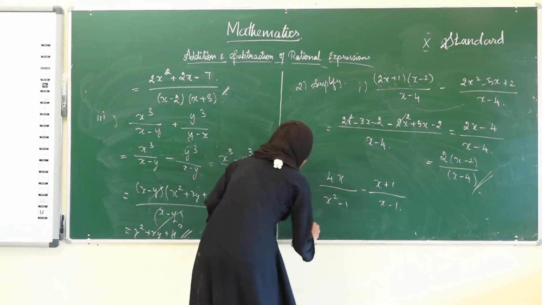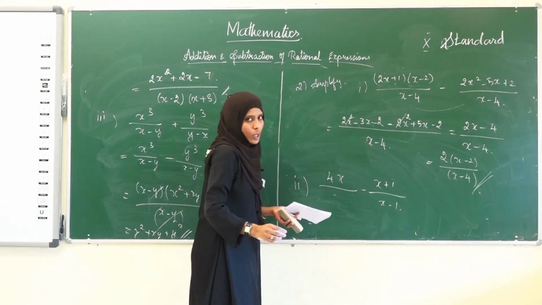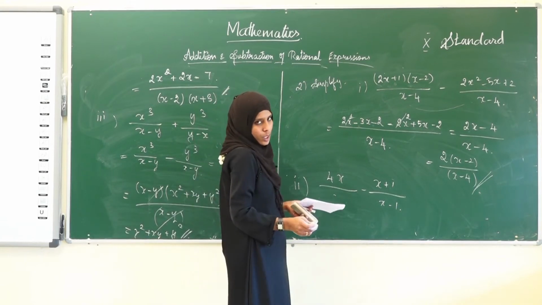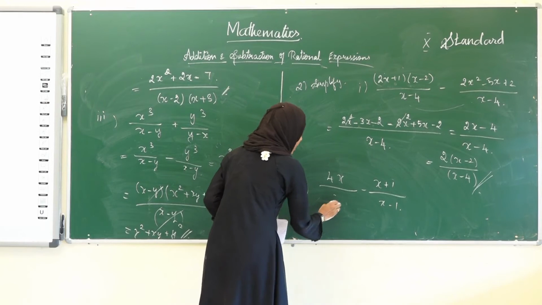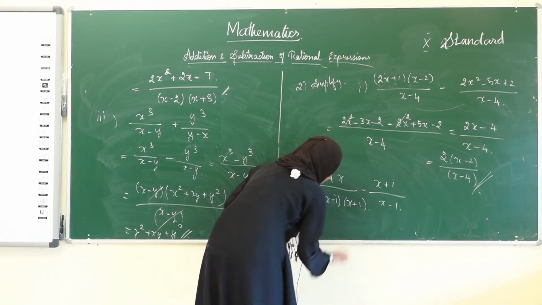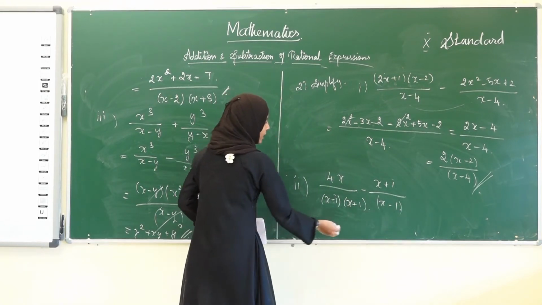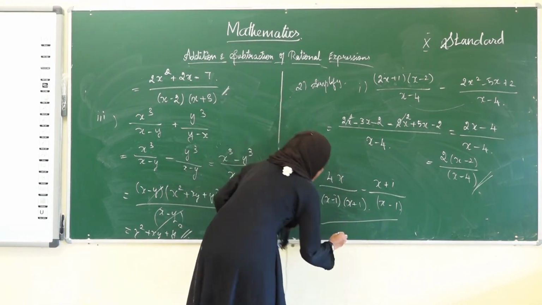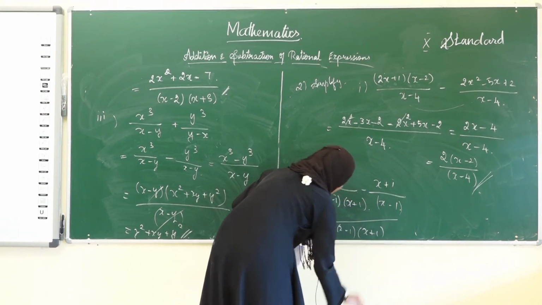Therefore, we are going to take the LCM. x square minus 1 can be written as x square minus 1 square, that is a square minus b square. It is in the form of a square minus b square. So x square minus 1 can be written as x minus 1 into x plus 1. Now we can find the LCM easily. What will be the LCM? LCM will be x minus 1 into x plus 1.